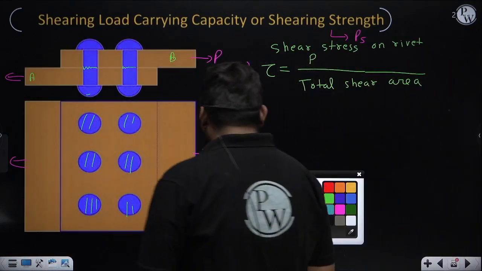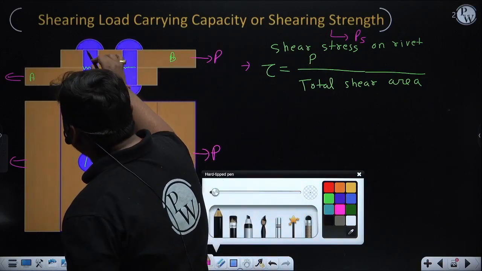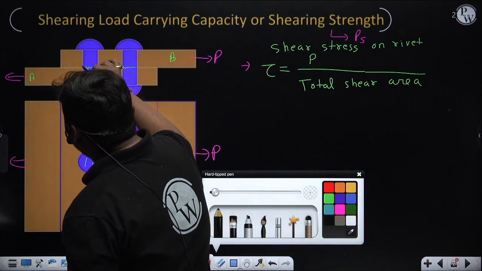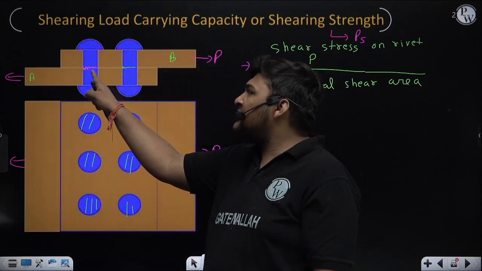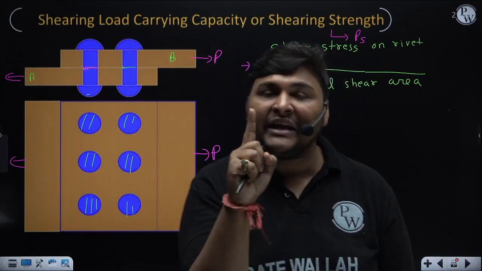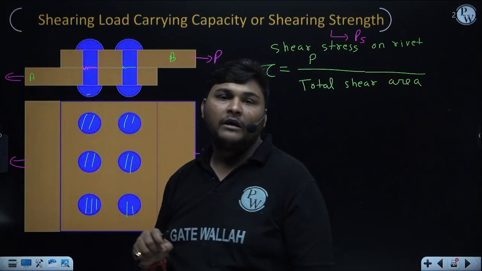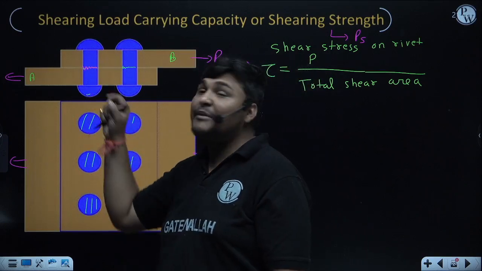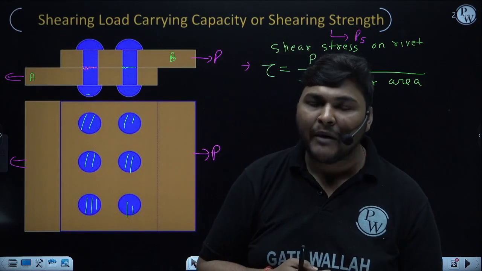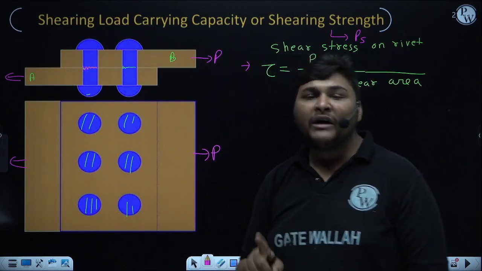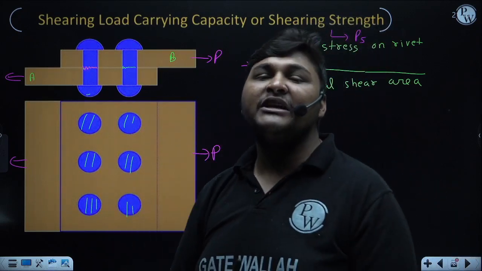Here you can see, in a single rivet, suppose this is a single rivet, from which plane is shearing occurring? In this plane shearing is occurring. Meaning only one shear area is coming in this rivet, because shearing is occurring from one plane of this rivet. The shear area of this plane will be pi by 4 d square, because it has a circular cross section. And if in one rivet shearing is occurring from only one plane, then that shear is known as single shear.